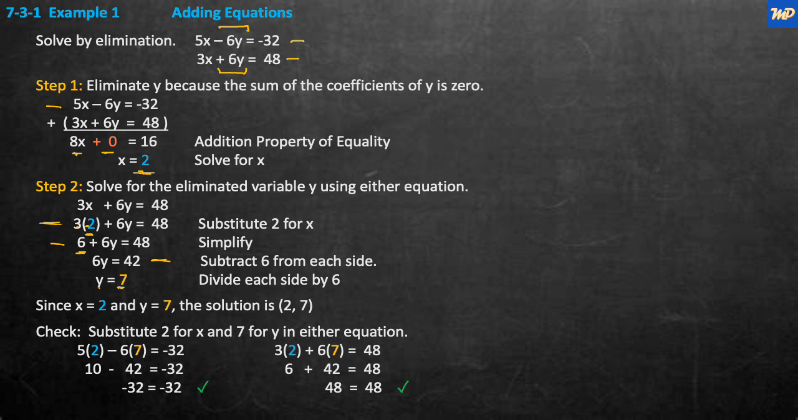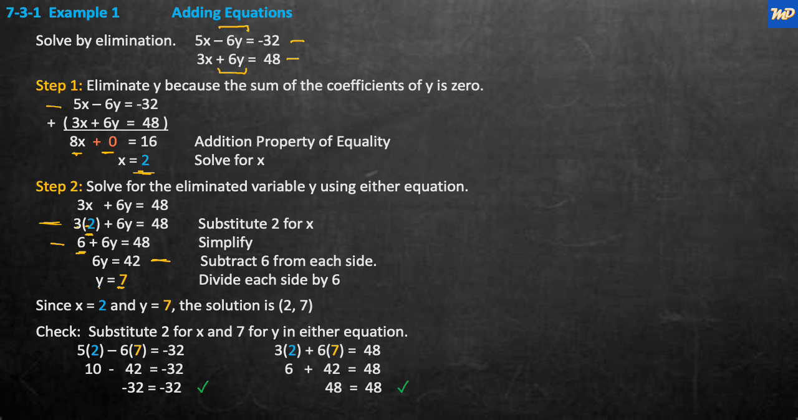So what that's telling us is that when x is 2 and y is 7, that will be the solution for both of these, right? So the solution is 2, 7. Let's check. This is our solution, by the way, 2, 7. Let's check. Substitute 2 for x and 7 for y in either of the equations. Well, we have them both here.